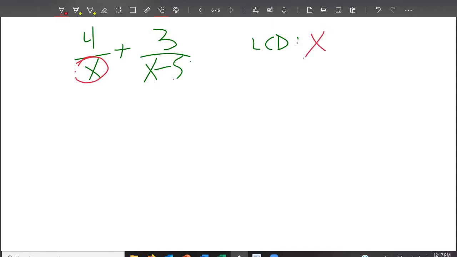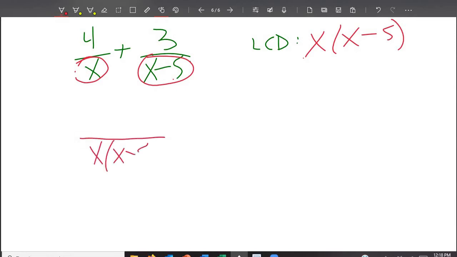Now, this is a binomial. I have to include this binomial as part of my LCD. They do not match. So we have to make them match with the common denominator. Now that's going to require me to multiply these by something. Here's where the highlighting comes in.